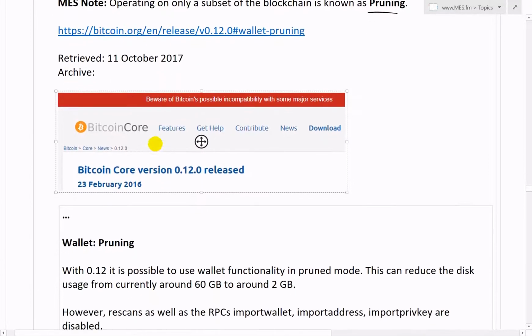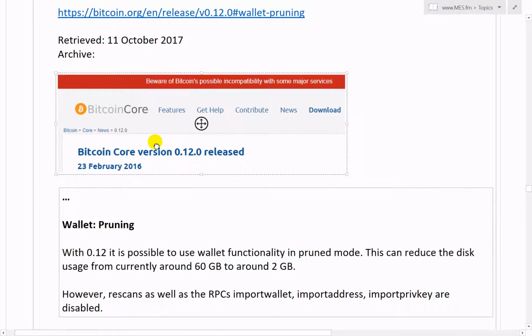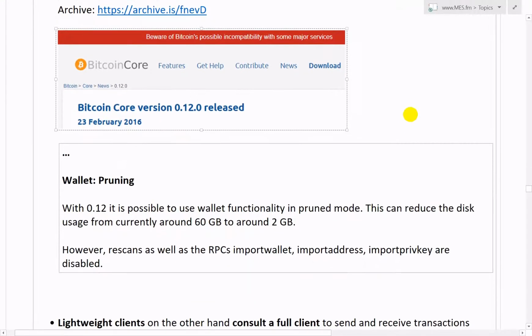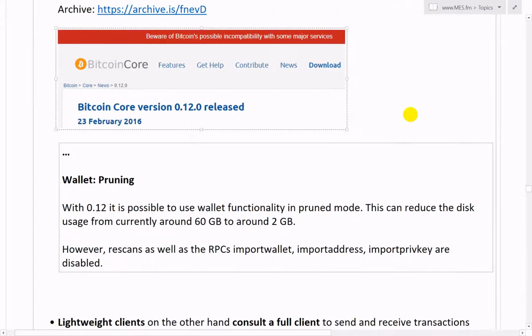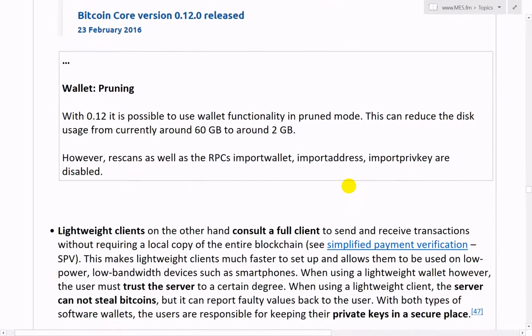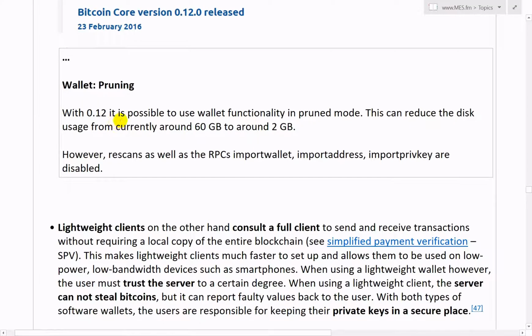If you go to Bitcoin.org, this was the site Satoshi Nakamoto first registered. If you go over here, this is when they released version 0.12.0. This was February 23rd of last year, 2016. So wallet pruning: with 0.12, it is possible to use wallet functionality in pruned mode. This can reduce the disk usage from currently around 60 gigabytes to around 2 gigabytes.